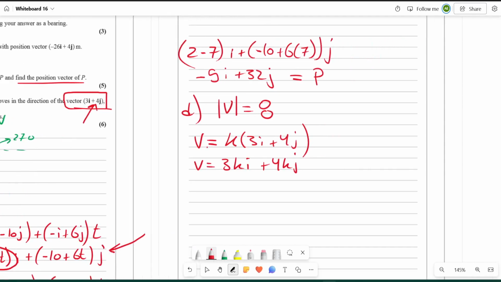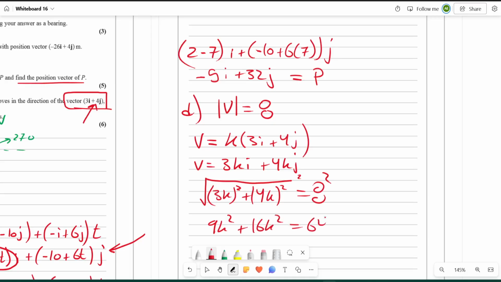And I know that the magnitude of this v is going to equal 8. So if I take the magnitude, which is the i component squared, so 3k squared plus 4k squared, this should equal 8. So I'm going to square both sides. Over here, I'm going to have 9k squared plus 16k squared equals 64.